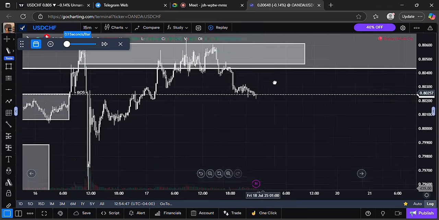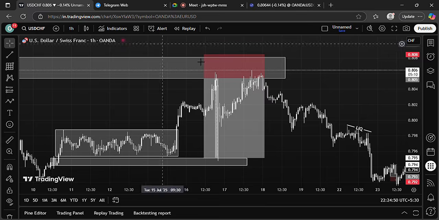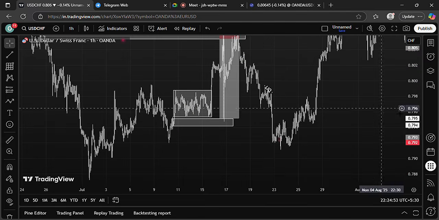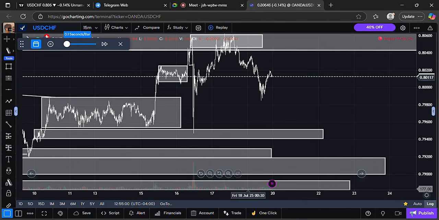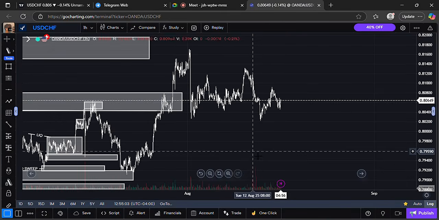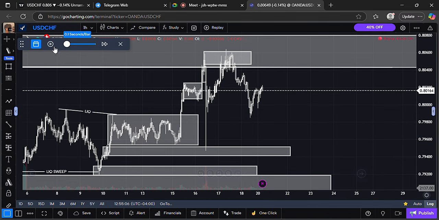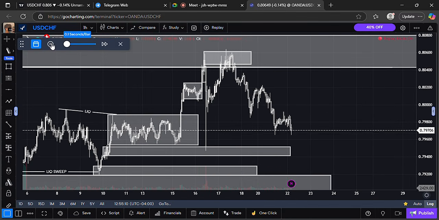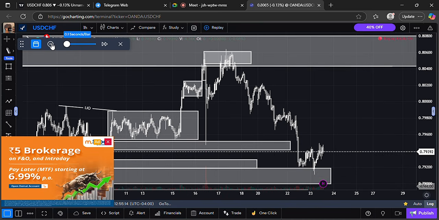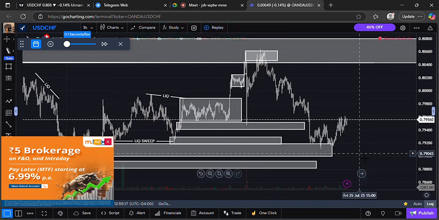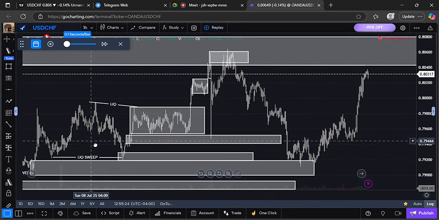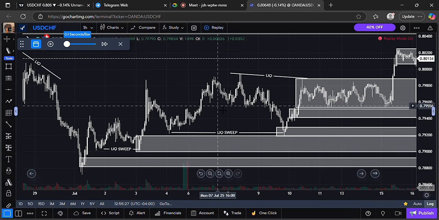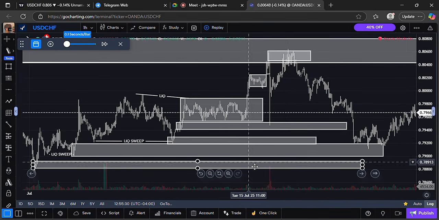So let's see what happens next. It will go down. Yeah, it will go down. And we marked the supply there too. I think it will work. Sorry, demand. Yeah, this was a good demand. That's why it worked 2 times. This was mitigated, but it worked 2 times. Delete this demand.